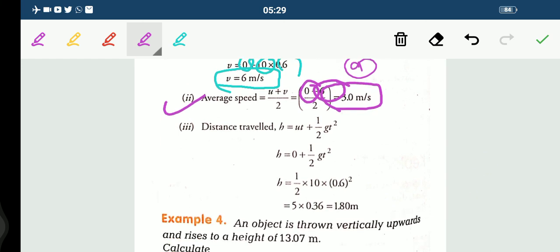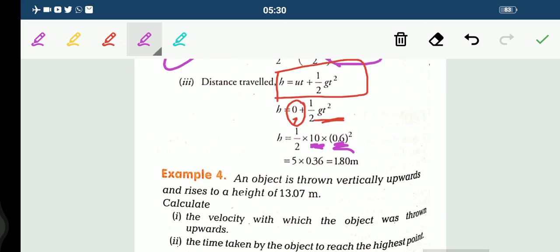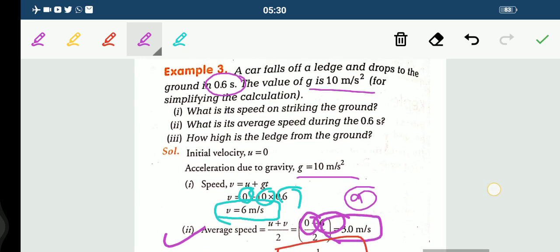Now they are asking in the end to find out the distance. What will be the distance? h is equal to ut plus half gt square. Fine. So u into t. If u is 0, t is what? 0.6. So 0.6 multiplied by 0 will get the 0 here, plus half gt square. Fine. So putting the value of g, that is 10, and t is 0.6, but since it is square, you have to square it. Fine. Once you solve it, you will get 1.80 meters. This will be the solution. I hope the concept is clear to each one of you students. Thank you.